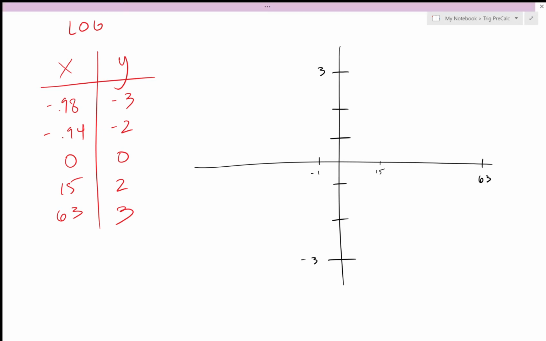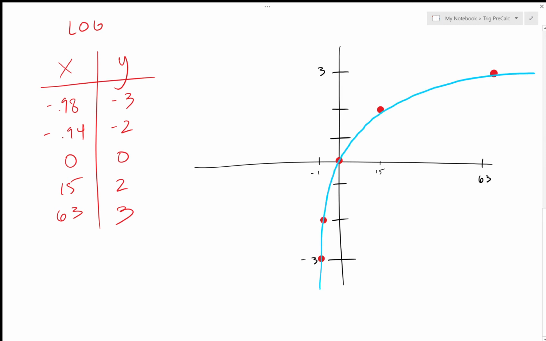All right, so let's go ahead and graph these. My first point is -0.98, so almost close to -1, by -3. So here and then down to -3. The other one is -0.94, so again, same kind of area, but down to -2. Then 0, 0, then 15, 2, and then 63, 3. And if we connect these, we've got here slightly growing, and it's starting to flatten out.